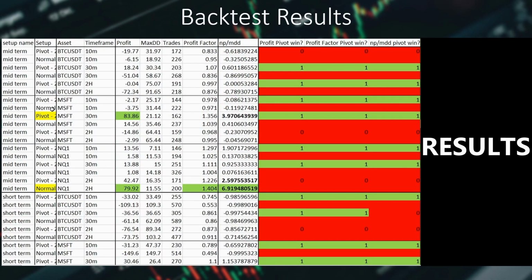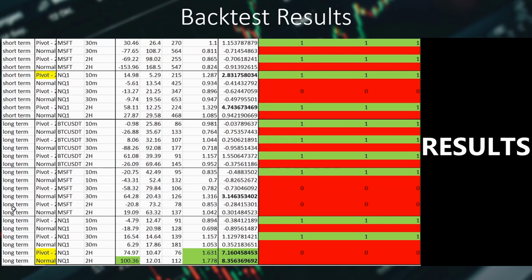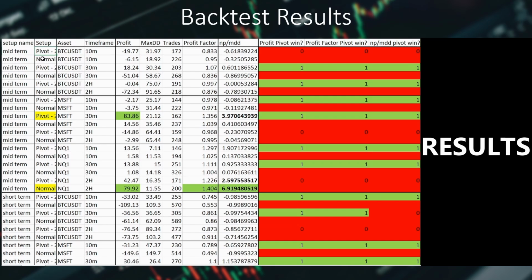I went over all the 54 backtests for all the combinations I mentioned and collected the backtest data into this spreadsheet. In the first column, I put the setup name, if it's a midterm one, a short-term one, or a long-term one. Here I collected the setup values, so the parameter settings, here the asset and the time frame, and here is the net profit in percentage, the maximum drawdown in percentage, the number of trades, profit factor, and the net profit divided by the maximum drawdown. As I mentioned earlier, this is the value that we are going to focus on. The higher this value, the better the strategy is.